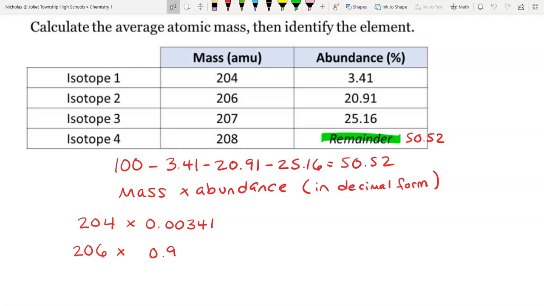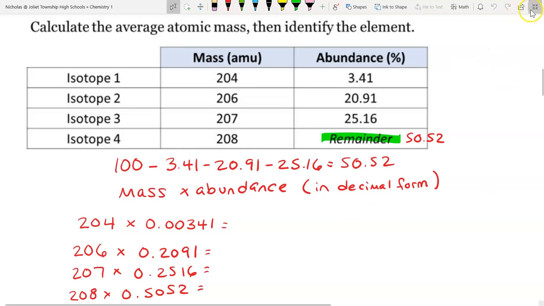Oops, this needs to be in decimal form: 0.2091. For 207, it'll be 0.2516. And then finally, 208 times 0.5052.